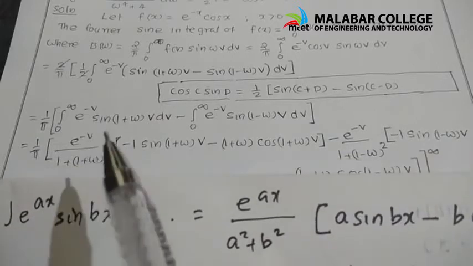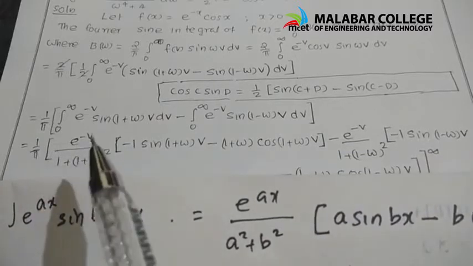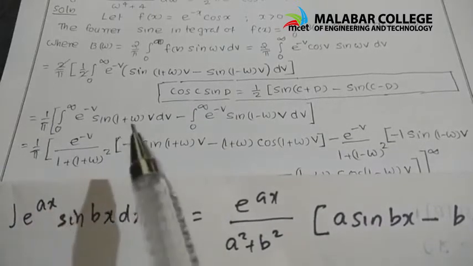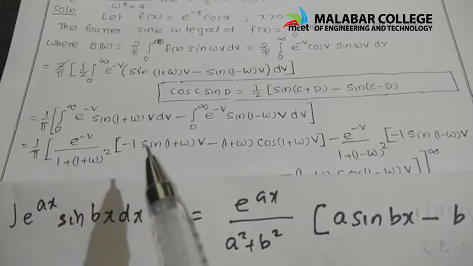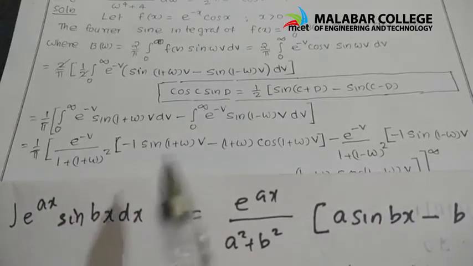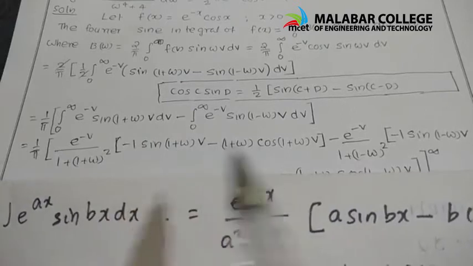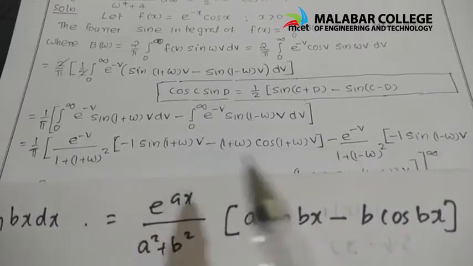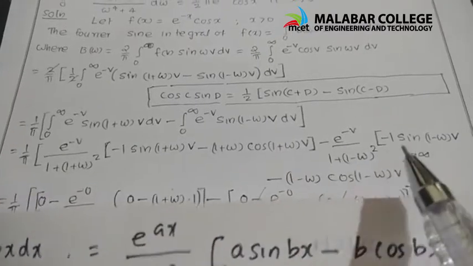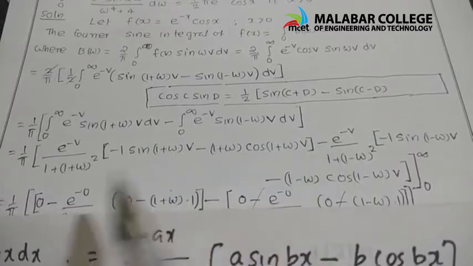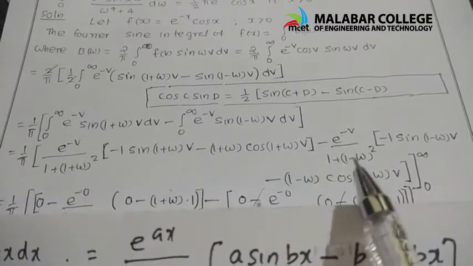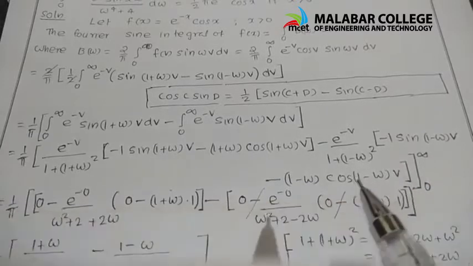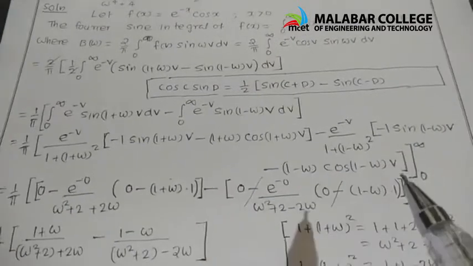So e raised to ax means e raised to minus 1 into v, which is e raised to minus v, divided by a square, which is minus 1 whole square, which is 1, plus b square, meaning 1 plus omega whole square, into a sin bx minus b cos bx. Here b is 1 plus omega. Similarly, here also we will get the same term; the only difference is that in place of 1 plus omega we have 1 minus omega everywhere in place of b. Then we have to apply the lower limit and upper limit.